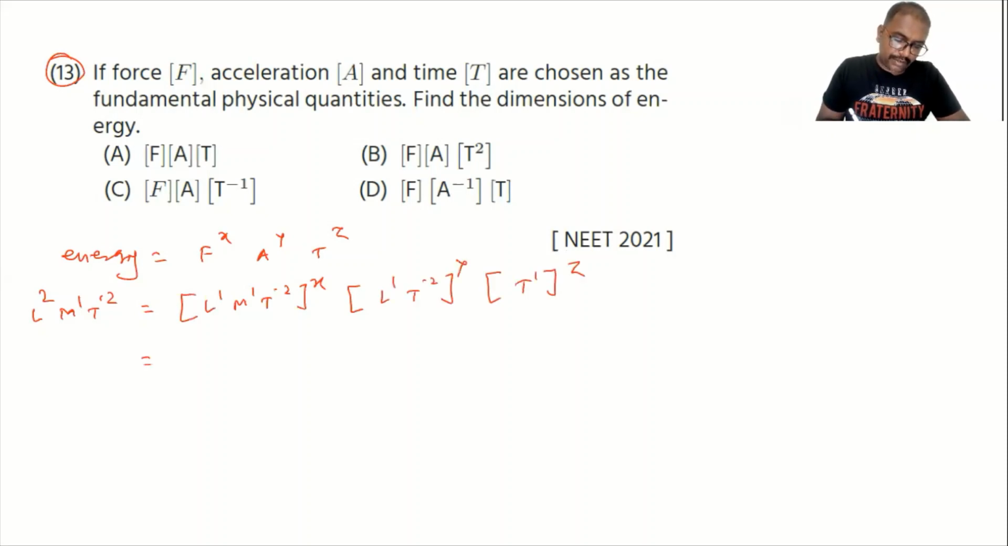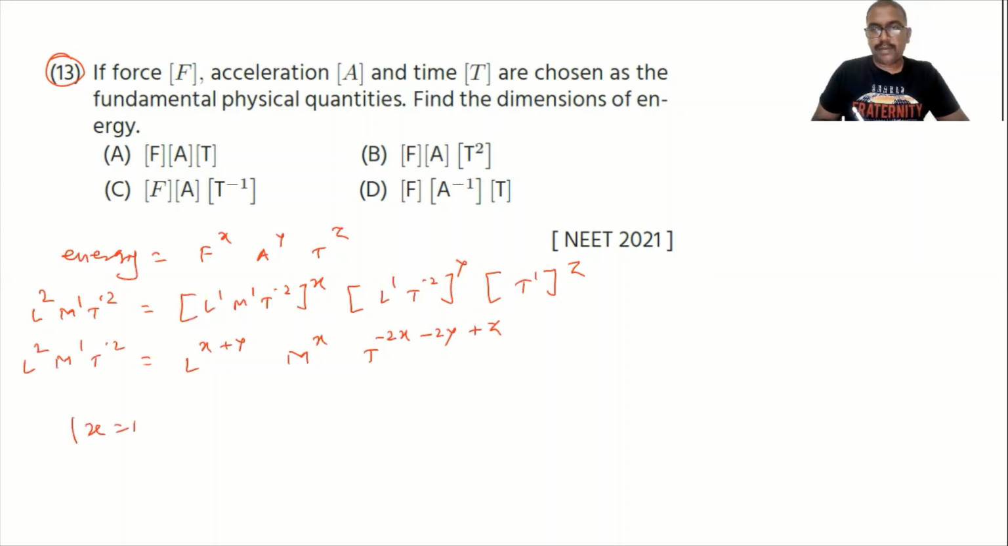So here we get, after solving this one, L raised to x plus y, m raised to only x, and t raised to minus 2x minus 2y plus z. And we have to find out now this. Here x, obviously, we will get by equating the power of m. X is 1. So a raised to 1 you can find in all options except D. So D is deleted. Now by equating the power of L, x plus y is 2.